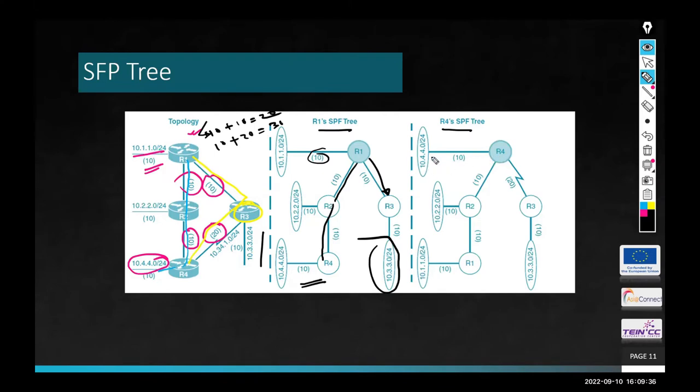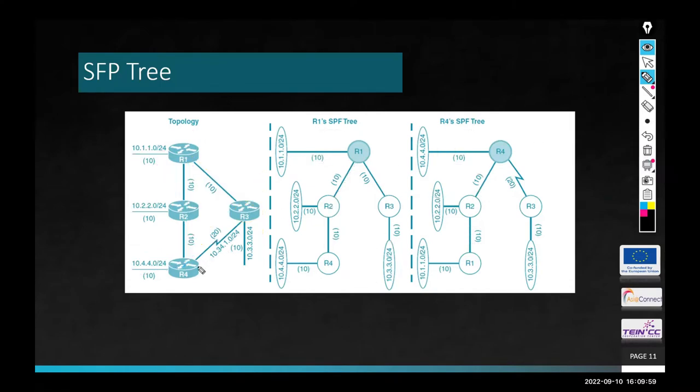R4 has its own network, that is 10.4.4.0/24, and the cost is 10. For R4 to R2, there is a cost of 10, and for R2 to R1, the cost is 10. So this path will be the preferable path because the cost is 20. If you take the other way, R4 to R1 via this way, the cost is 20 plus 10, that is 30.